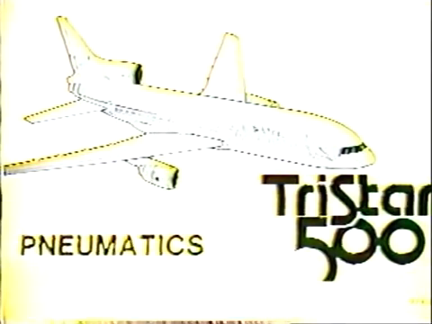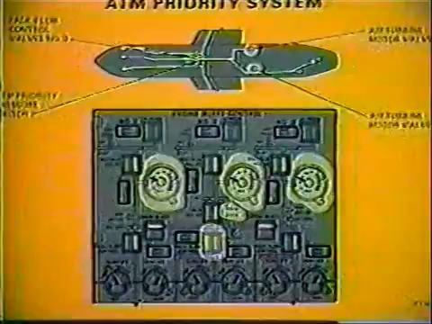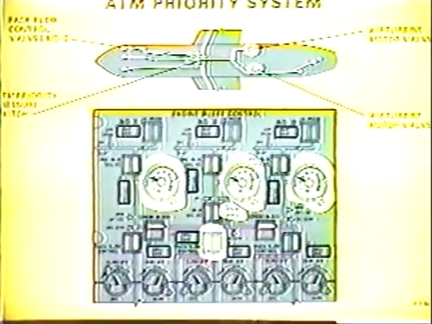Dash 500 pneumatic differences. If either or both air turbine motors have a run signal and the pneumatic duct pressure drops below approximately 15 psi, the number 2 pack flow control valve will automatically close. When the duct pressure again rises, or both ATMs lose their run signal, the number 2 pack valve will automatically reopen.